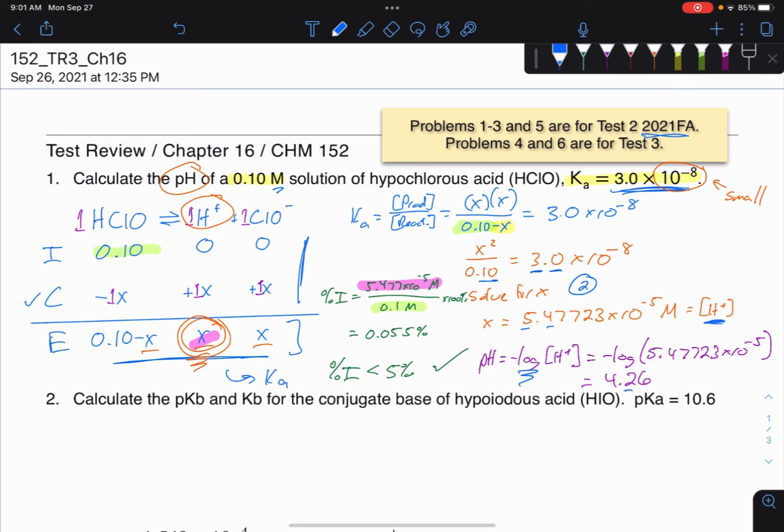The approximation that we use is that the number of sig figs in our answer dictates the number of decimal places that we carry the pH value to. And that's the case for any type of log value. If you're taking the log of some value, you always apply that rule. Okay, so that one's done.